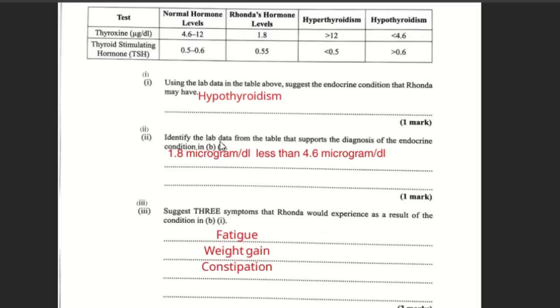Identify the lab data from the table that supports the diagnosis of the endocrine condition, and it's the same thing that I was explaining. So less than 4.6 and she has a 1.8, so she's less than 4.6, and that's what makes her have hypothyroidism. Now the next question says to state three symptoms that Rhonda may experience as a result of the condition.